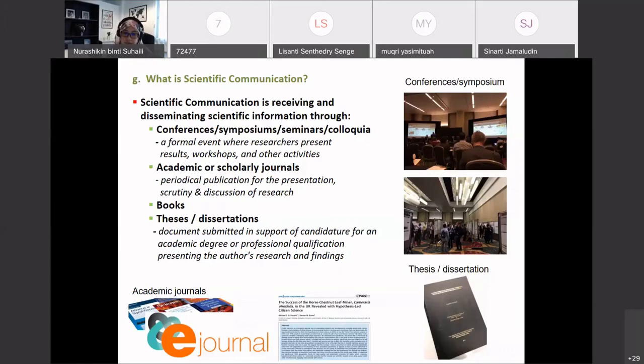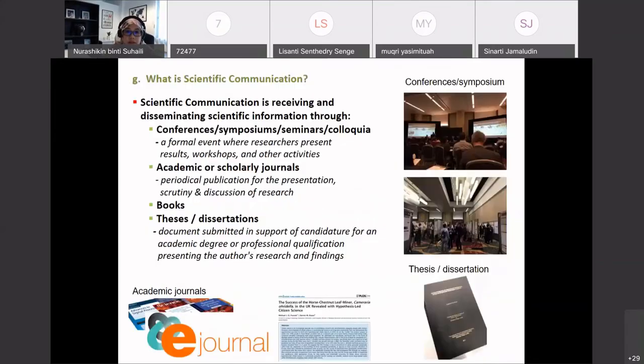So what is an academic degree? FYP is part of your degree. Without FYP, you cannot graduate, so that's why it's one of the requirements. So that's thesis or dissertation. This is an example of a thesis, this black book here. But normally it goes online these days.